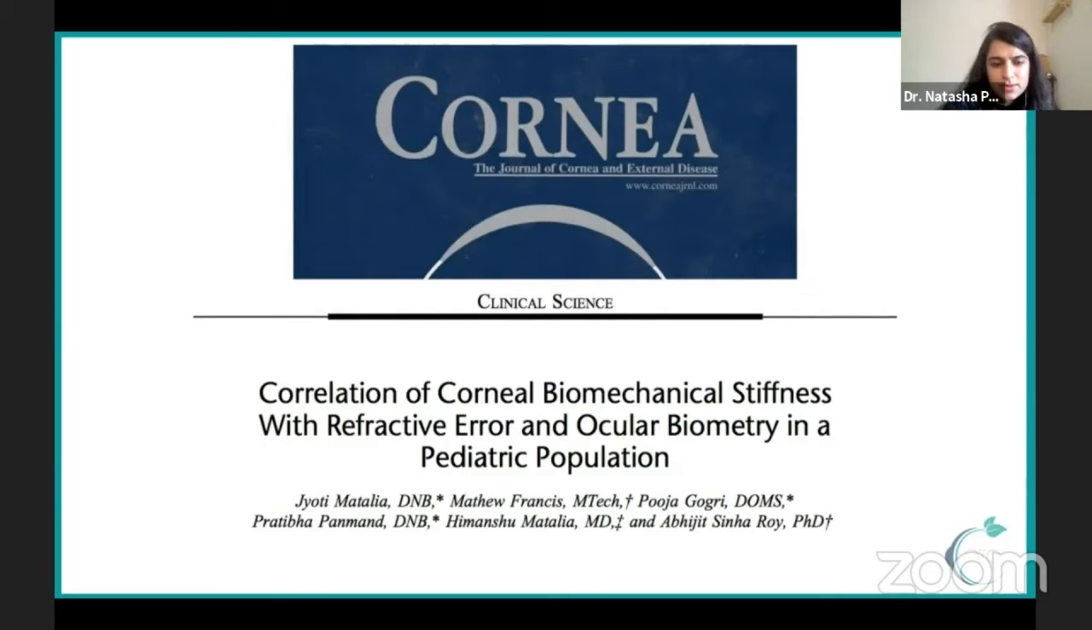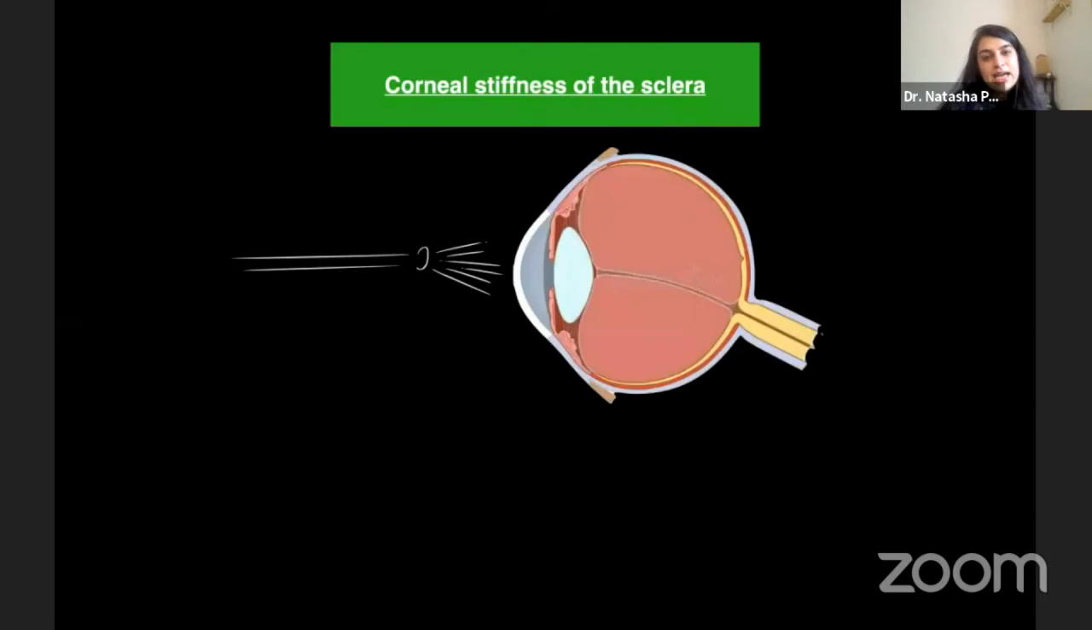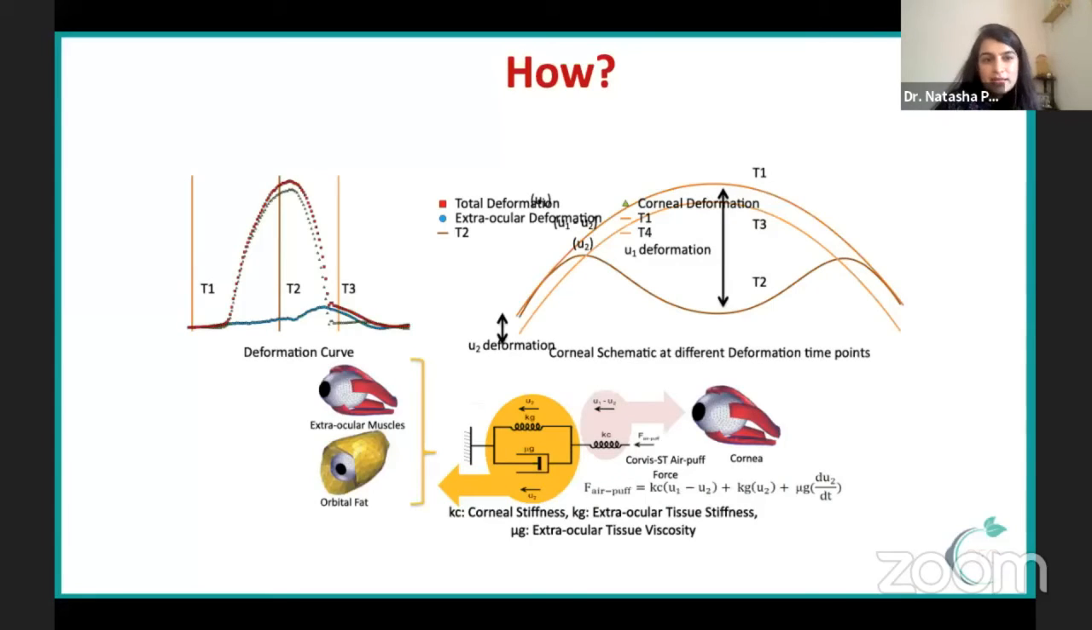This paper has been worked by Dr. Jyoti Matalia and Dr. Himanshu Matalia from Narayan Netral. And it's a very good paper. They worked in pediatric population. What they've essentially done is they've measured corneal biomechanics and they have simulated this to the entire eyeball. Now, why is that? Is because the scleral rigidity is the same as that of the cornea because it's a similar type of collagen. So they have essentially looked at it with mathematical modeling.